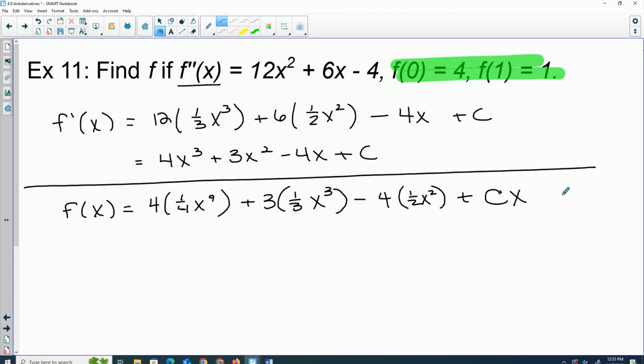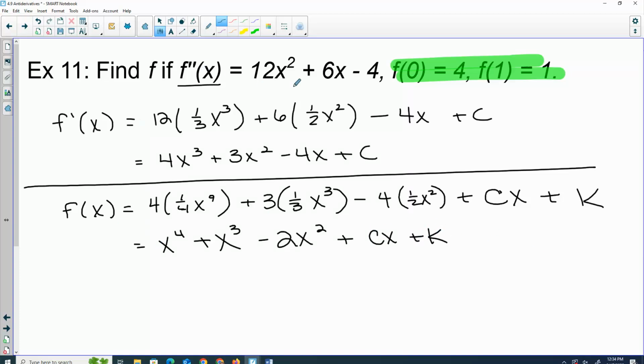Plus, we would have a new constant, right? Now, I don't want to call it c again, because that would imply that they're the same numbers. D? I usually go with k's, but if you wanted to do d, you could. I was just going down the rest of the alphabet. I don't know.